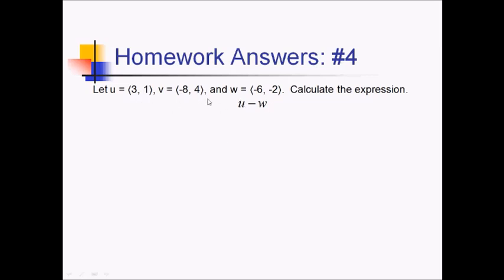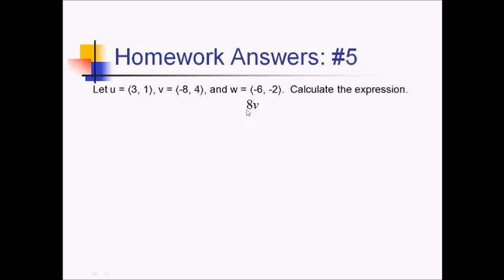Given these vectors up here, to do u minus w, we'll start by replacing these variables with the component forms. So we have 3 comma 1 minus negative 6 comma negative 2. And now we're just going to subtract the x's and the y's separately. So we'll have 3 minus negative 6, or plus 6, comma 1 plus 2, giving us the final answer of 9, comma 3 for the vector.